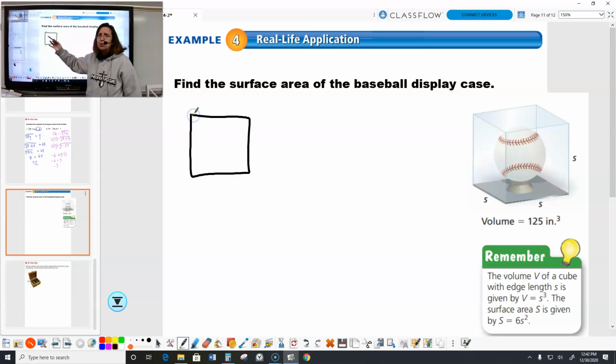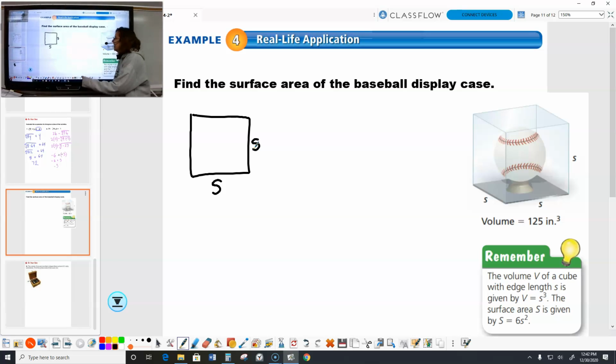And how many squares are there? There are 6 of them in the display case. So if I knew the area of one of these squares, I would just then multiply that by 6, and I would have the surface area. How do I find the area of a square? Well, I just take the side and multiply it by another side. So all I have to do is figure out what the side of the square is, multiply, find the area of one square, and then multiply that by 6, and I'll have the surface area.